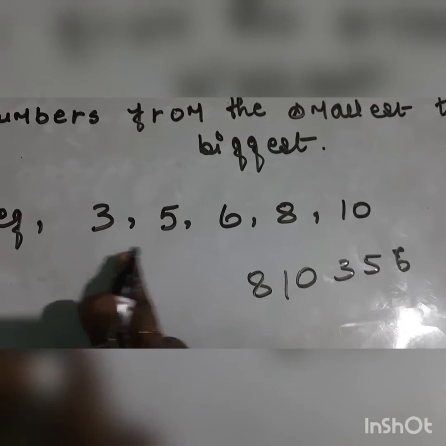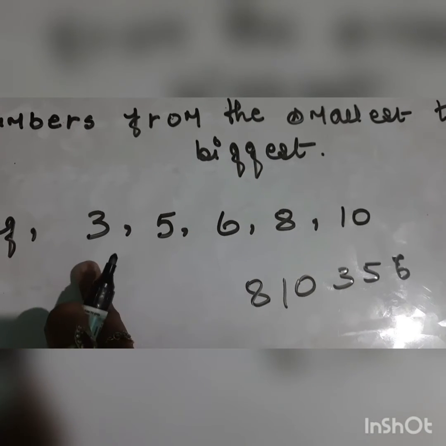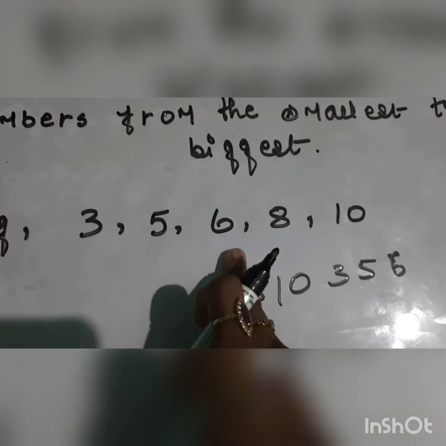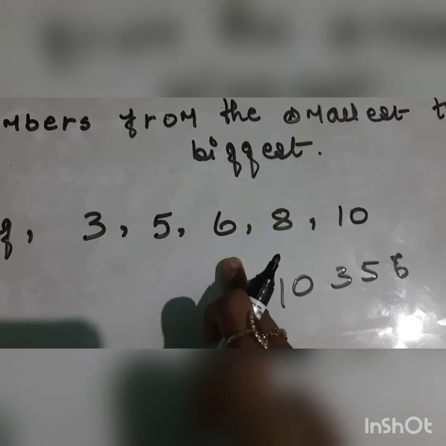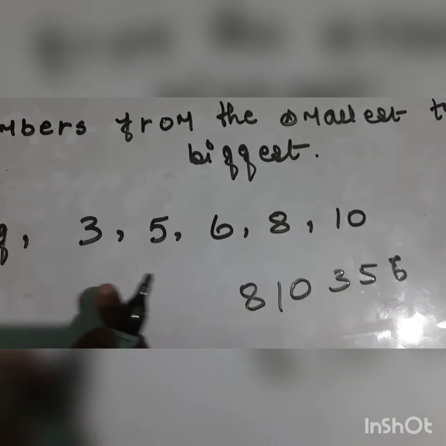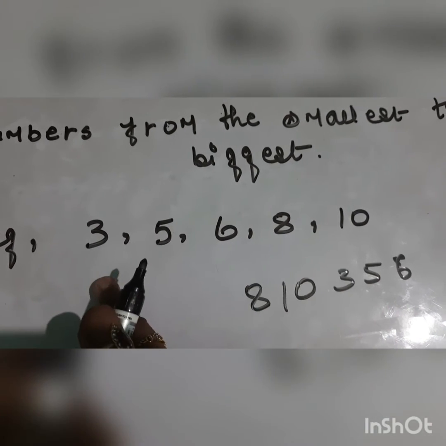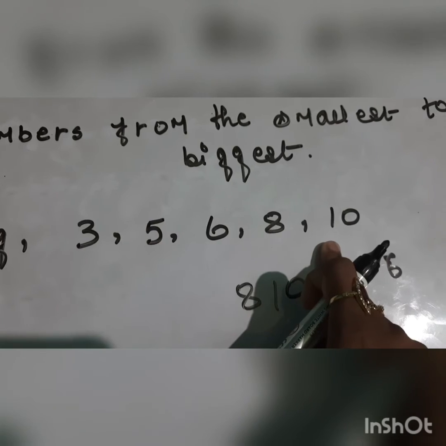But if you have arranged them in a sequence, for example 3 which comes before 5, 5 which comes before 6, 6 which comes before 8, and 8 which comes before 10, now you can say that these numbers are from the smallest to the biggest number.